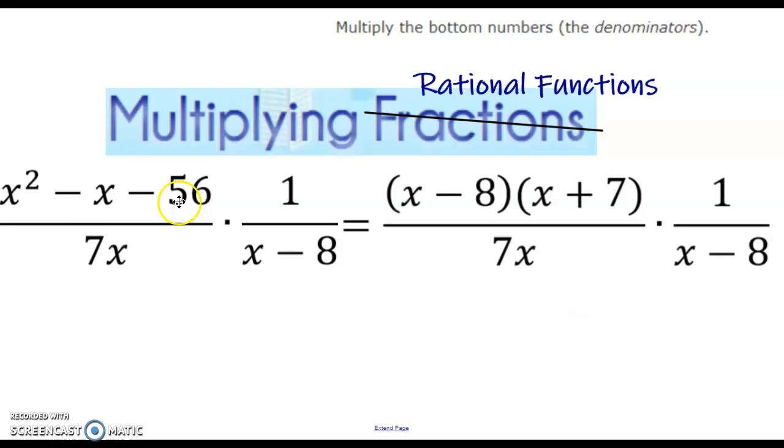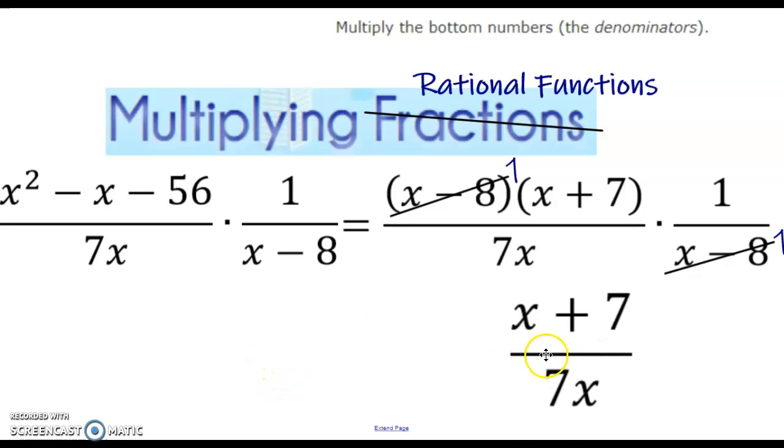In order to do that, we need to factor any polynomials to see if they match any factors at the bottom. So again, we can't cancel out individual x's or individual negative 8's, but if they're grouped together as a factor, we can. So those will reduce together to 1 and 1, and then we multiply our numerators and multiply our denominators, and we're left with x plus 7 over 7x.